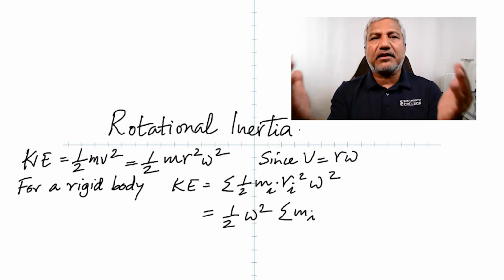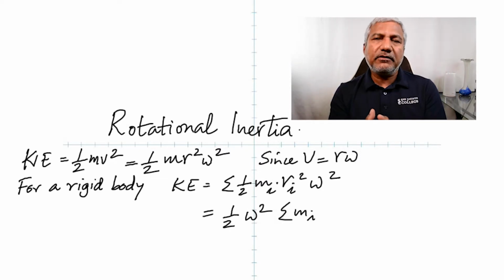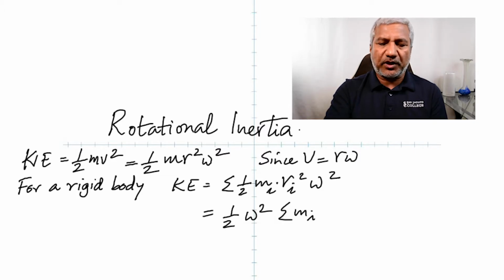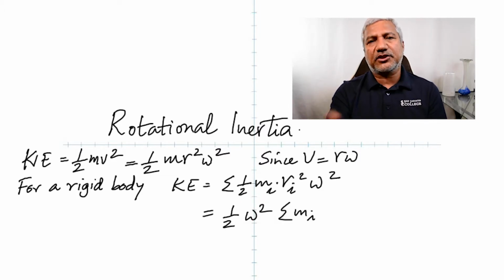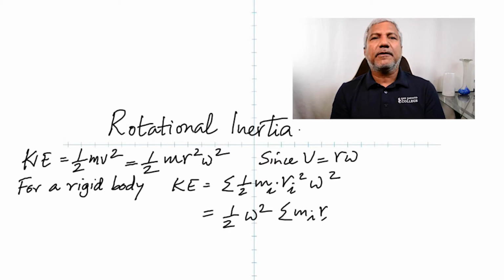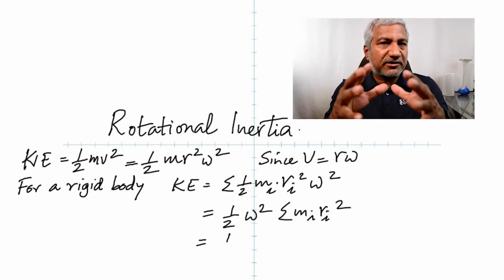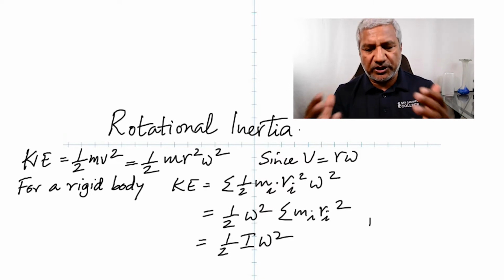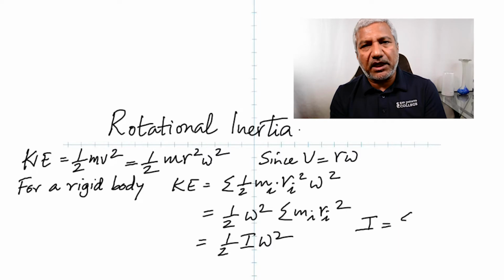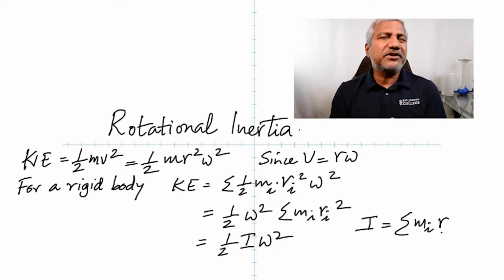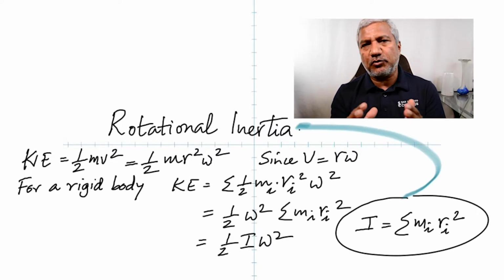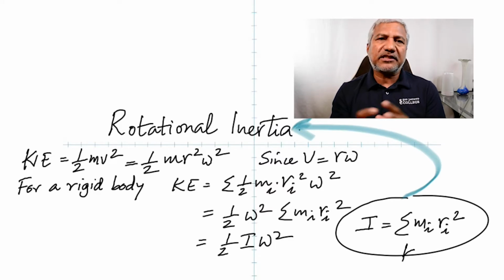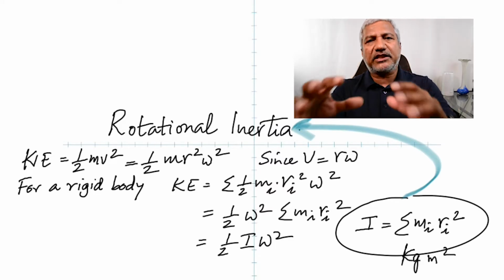Therefore, when you take that summation, and we're trying to find the total kinetic energy of the object, we can take the constant out. That's why you have 1/2 omega squared outside, and then we are left with sigma m_i r_i squared. Now that's an important quantity. That sigma m_i r_i squared is called rotational inertia, represented by the symbol I. It's also called moment of inertia, so be careful about that. So that's a fundamental idea of rotational inertia.